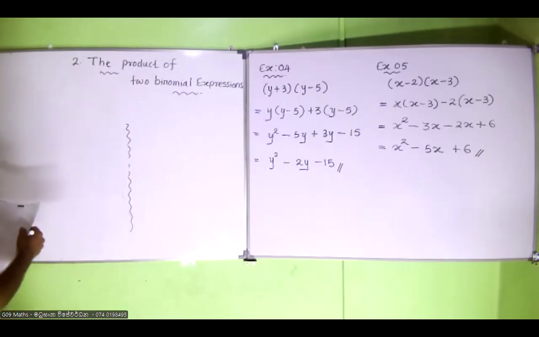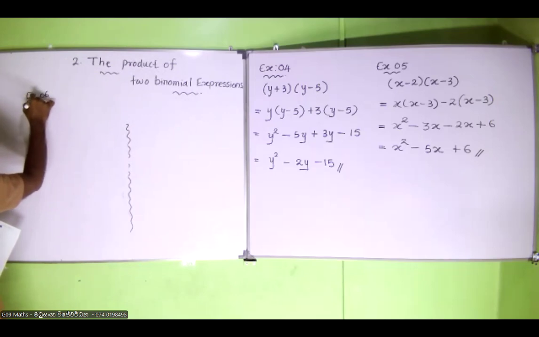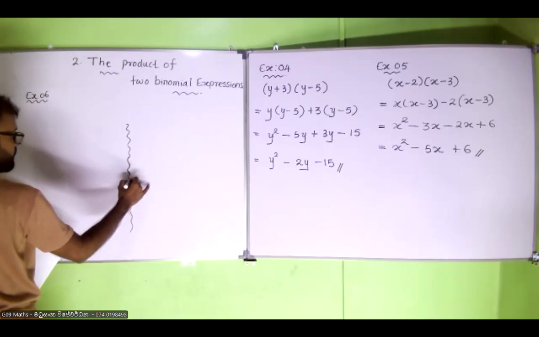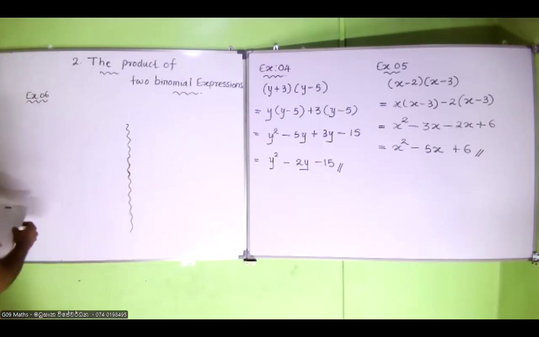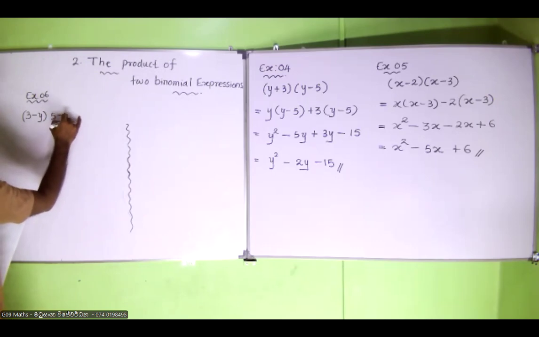So that is example number 5. Then example number 6. Three minus 5. 5 minus 5.